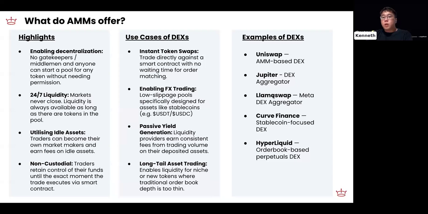So we have Uniswap, DEX aggregators like DeFi Llama Swap and Meta DEX aggregator, then Grid Finance, as well as the more popular ones like Hyperliquid, which is an order-book-based perp DEX.